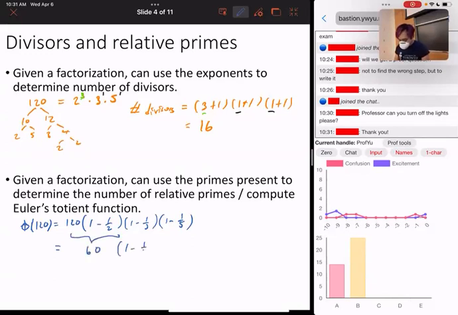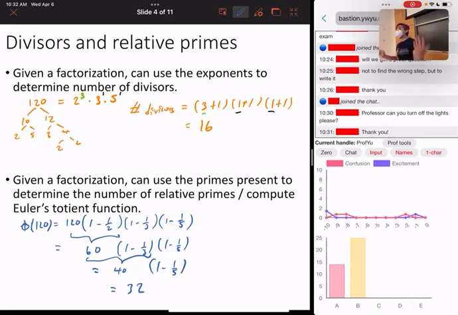So this is 60 times 1 minus 1/3 times 1 minus 1/5. This piece here is going to be 40. So 40 times 1 minus 1/5. And that's equal to 32. But you can multiply that however you want, or just use your calculator. Okay, and that gives you the number of relative primes, known as Euler's totient function. And of course, it's easy if something's just the product of 2 primes, as we were seeing earlier, because that's an easy case. But this is the general case. Any questions about that?